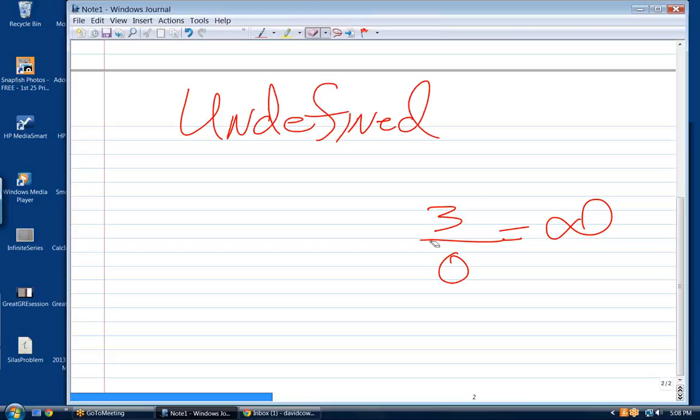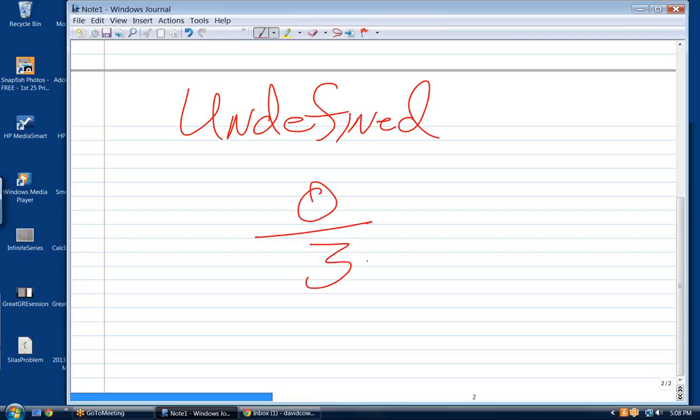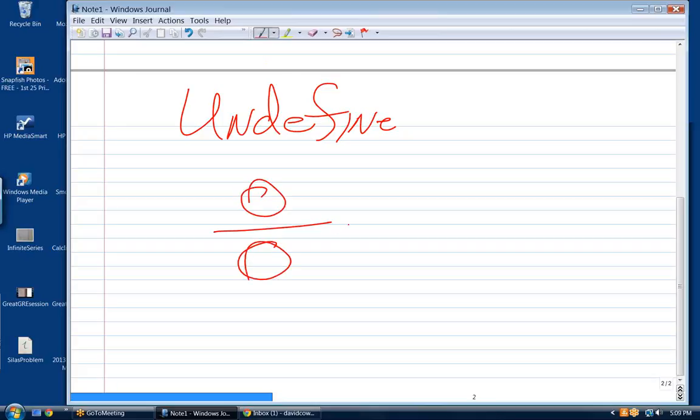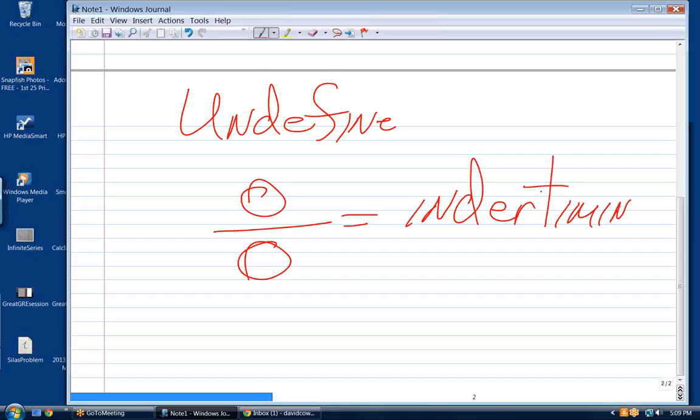Now, if I take 0 and divide it by 3, that's equal to 0. That's not undefined. That's equal to 0. So we know what 0 divided by a number is. We know what a number divided by 0 is. The thing that gives us problems is when we have 0 divided by 0. That's called indeterminate, meaning we can't determine what it is without more effort.